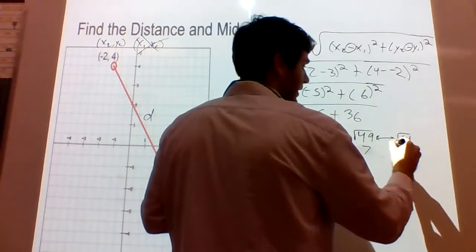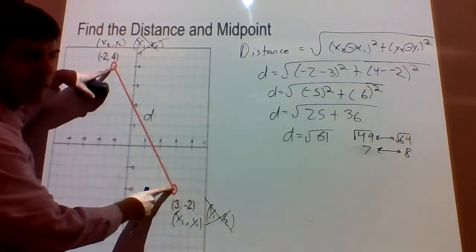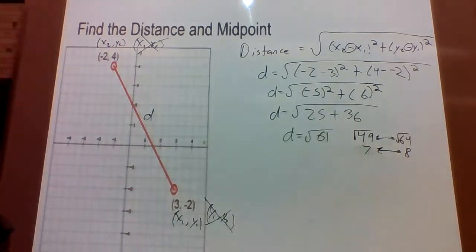Square root of 64 is 8. So does it kind of look like this distance is between 7 and 8? Yes, it kind of looks like it's between 7 and 8. So we probably have a pretty good answer there.